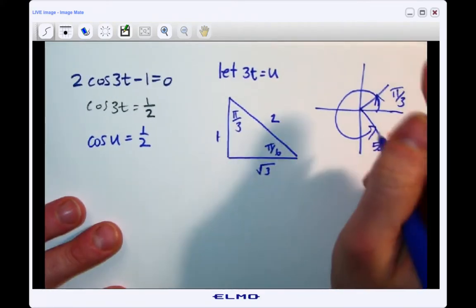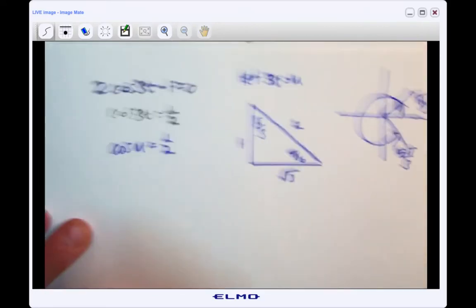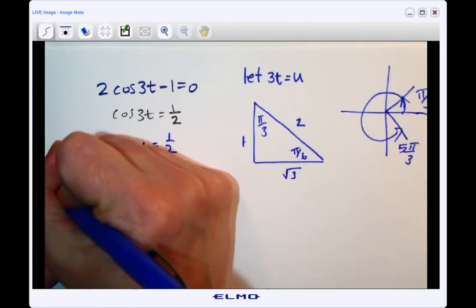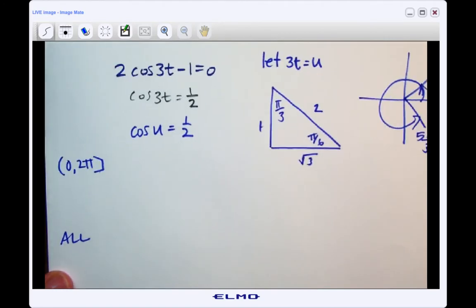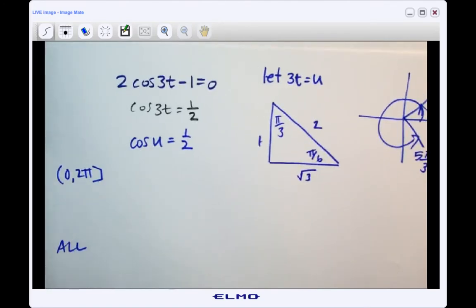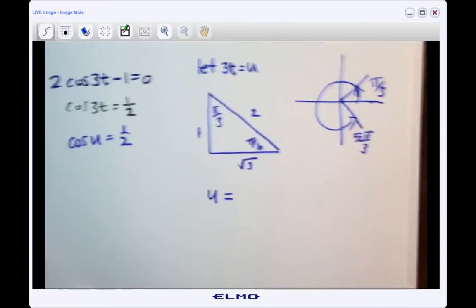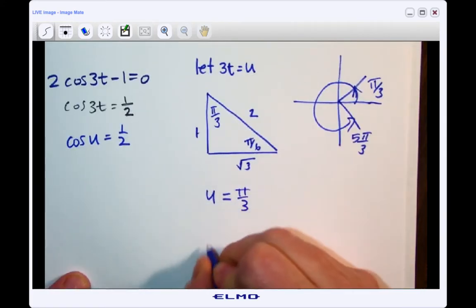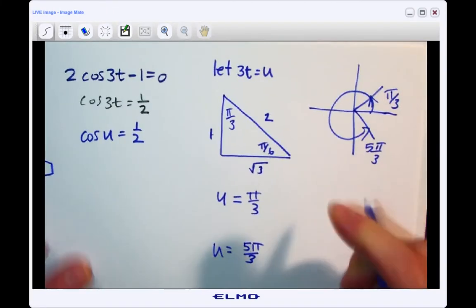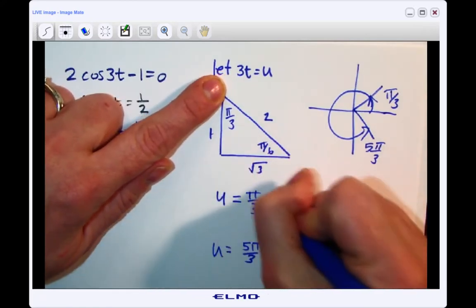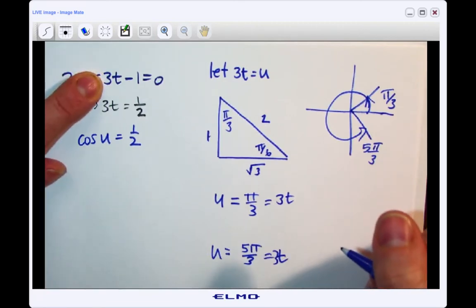All right. Now, once again, we're going to do this one both ways. So the first one that we're going to do is between 0 and 2 pi, and then we'll do all, okay? So between 0 and 2 pi, I know that u is equal to pi over 3 and u is equal to 5 pi over 3. That's what u is equal to. But u is actually equal to 3t. And t is the thing I really want to solve for in my equation, right?